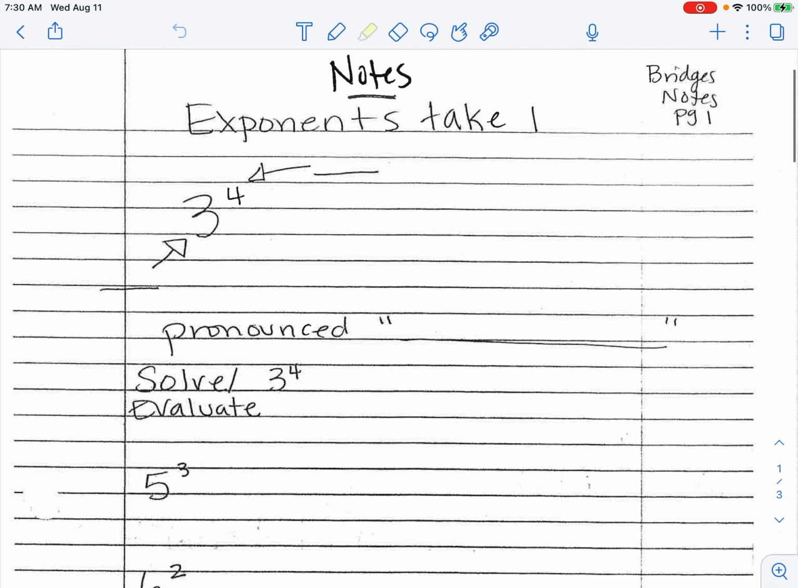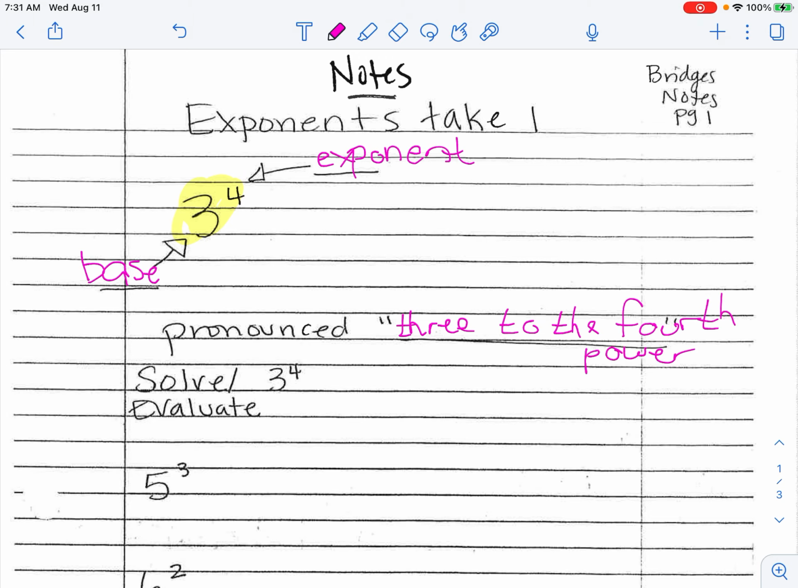So first of all, this right here is read 3 to the fourth power. So the number 3, the big number on the bottom, is called your base. And the little number up in the upper right-hand corner, that's your exponent. So we read this 3 to the fourth power. 3 to the fourth power.